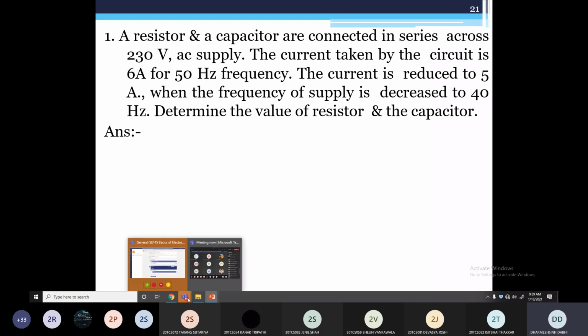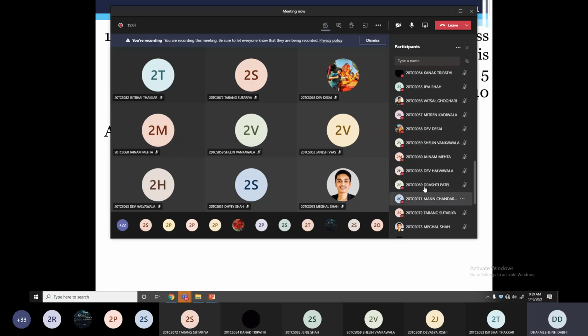Have you tried this example to calculate? Has anyone tried it? Number 58, Dev Desai. No, sir.